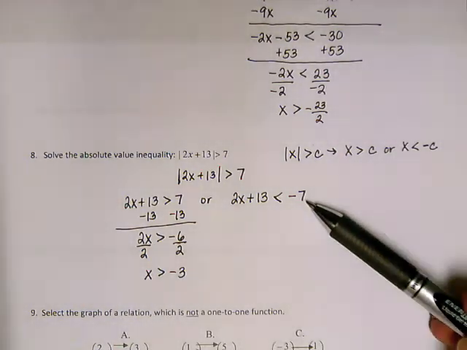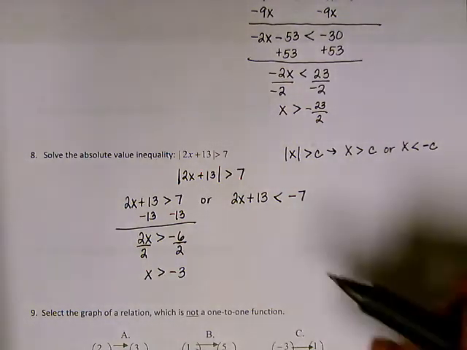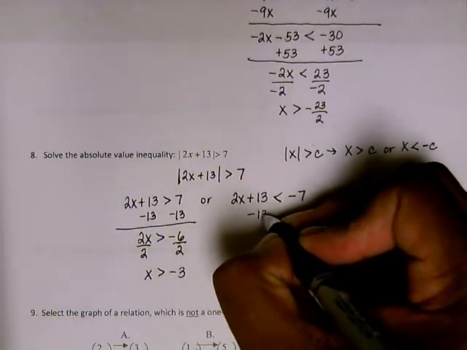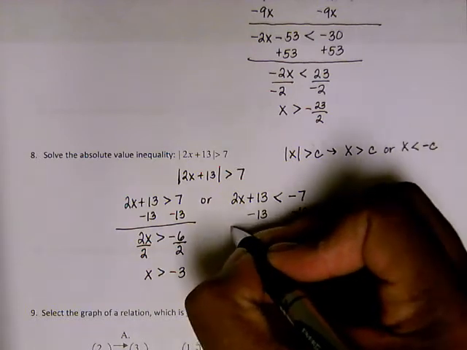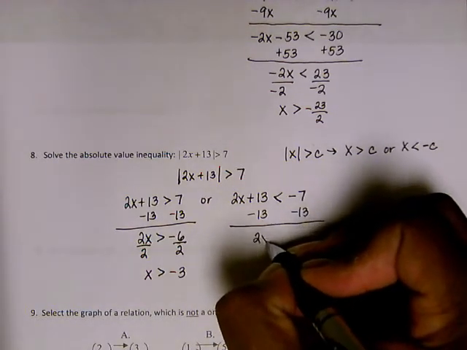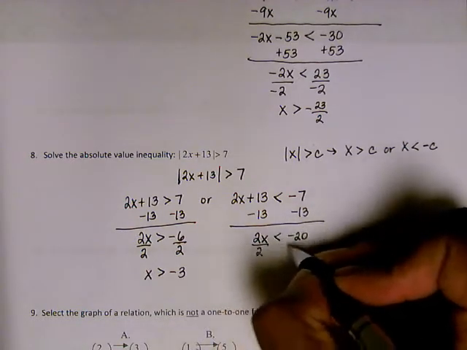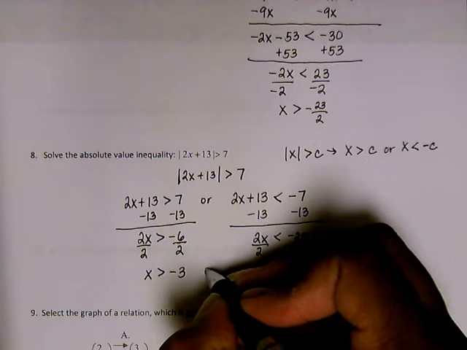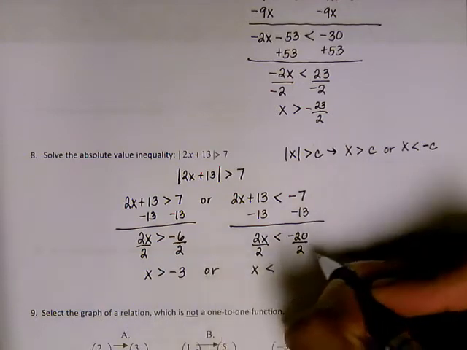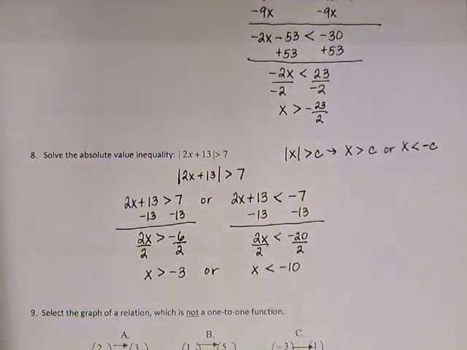And then for the other inequality, 2x plus 13 is less than negative 7. If I subtract 13 on both sides, that means that 2x is less than negative 20. Then divide both sides by 2. That means x is less than negative 10. So my solution set for this absolute value inequality will be x is greater than negative 3, or x is less than negative 10.